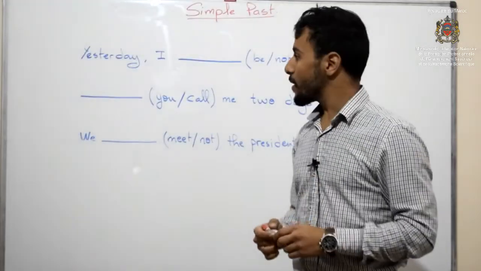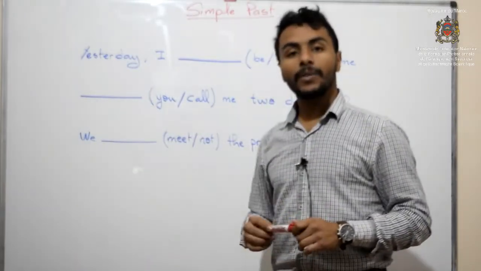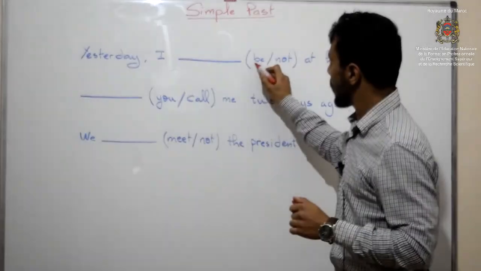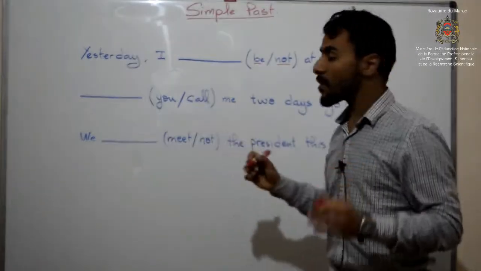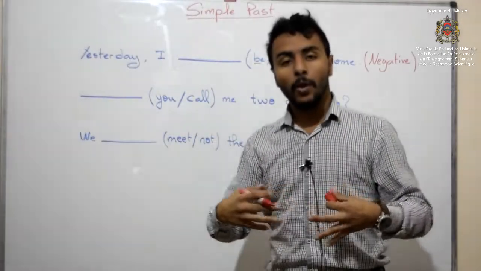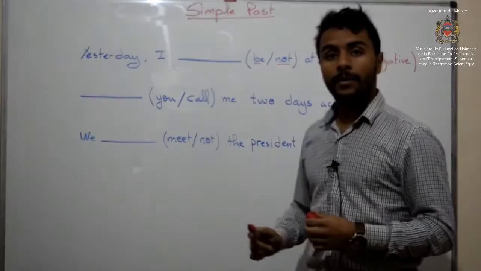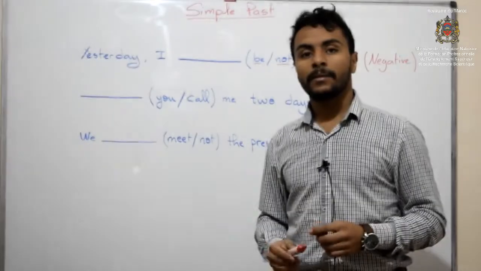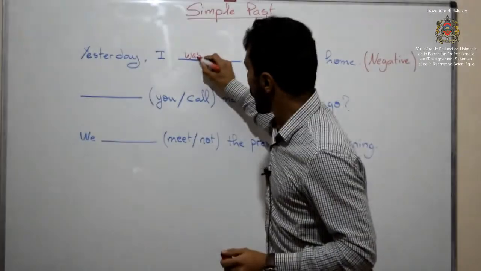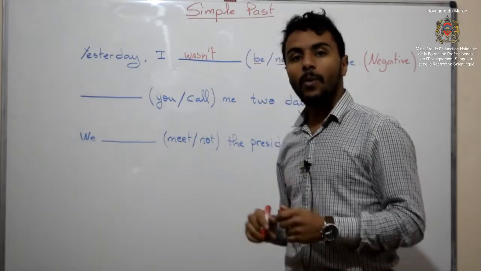As a small exercise, you will have sentences like this. Now, yesterday is an expression of time, then the subject, and then you have the verb plus not, which means the sentence is negative. So, go back to the rules, go back to the lesson, and conjugate the verb to be in negative in the simple past. That will give you I was or wasn't. So we can say was not or wasn't.